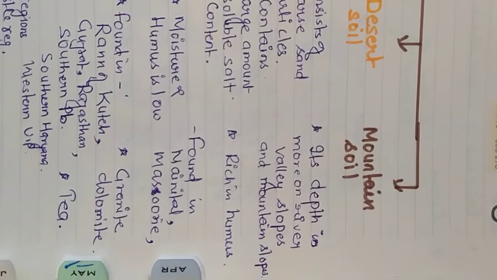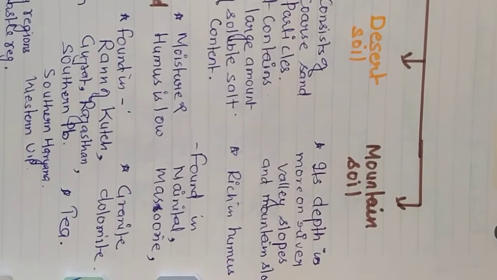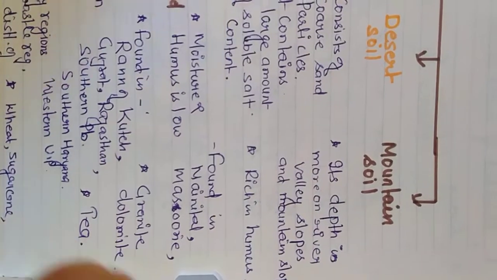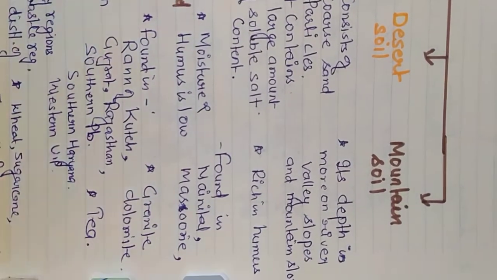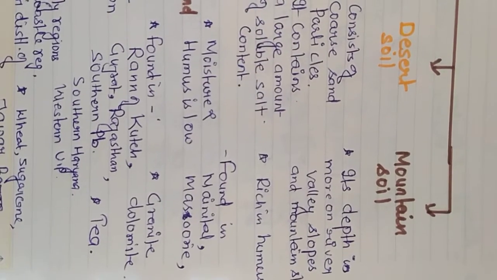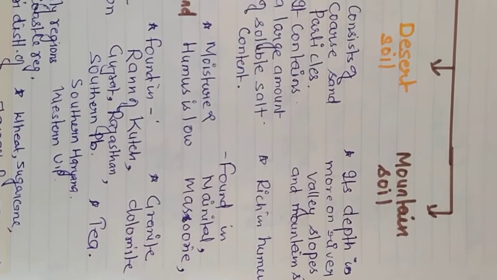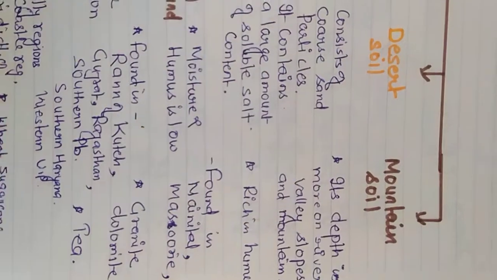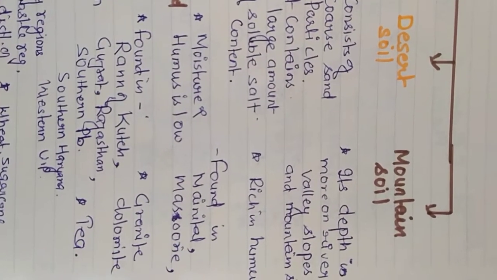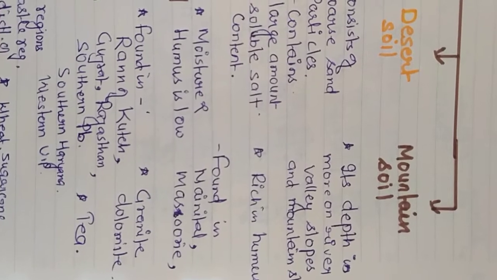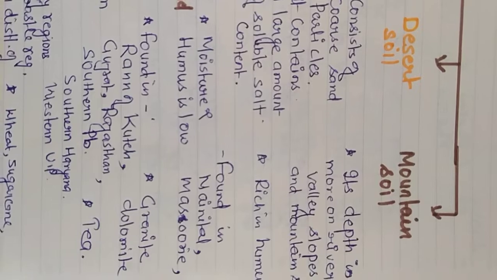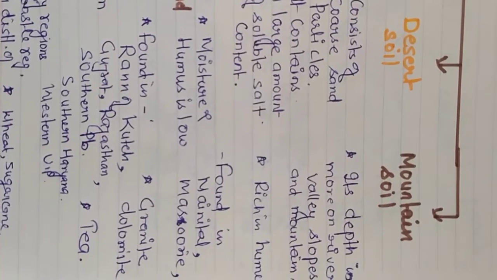Now the last type of soil is what? Mountain soil. Mountain soil is generally found in the Himalayan region. When there is a slope or a valley, it is found in Nainital, Mussoorie, and we can also find granite and dolomite there. This kind of soil is very important for the production of tea.